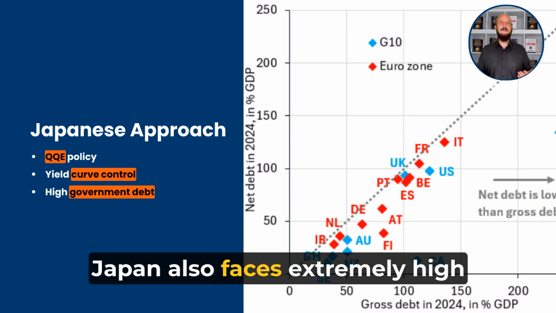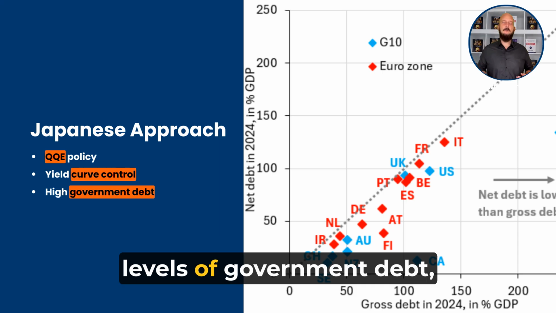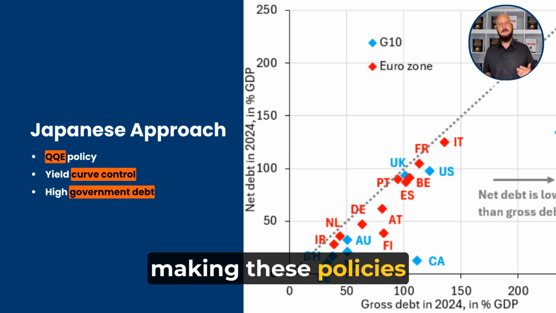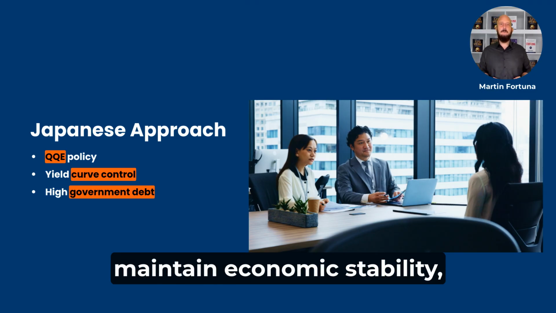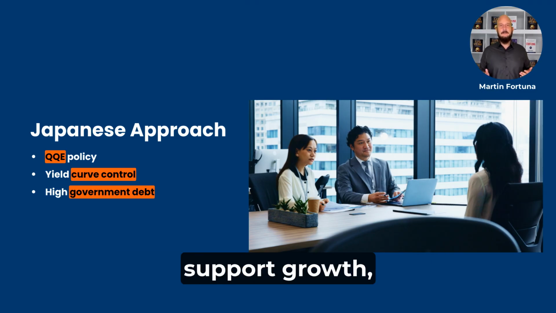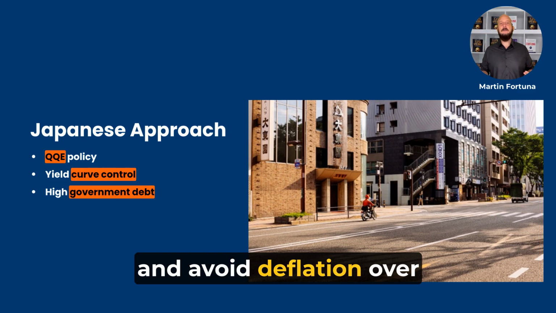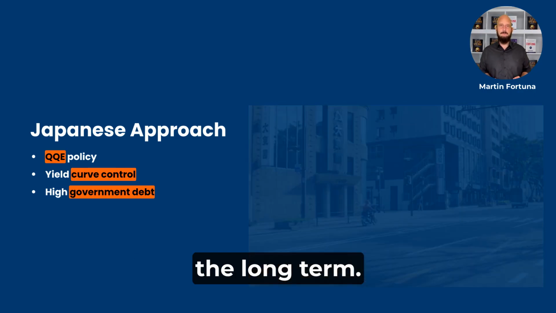Japan also faces extremely high levels of government debt, making these policies even more important. The overall goal has been to maintain economic stability, support growth, and avoid deflation over the long term.